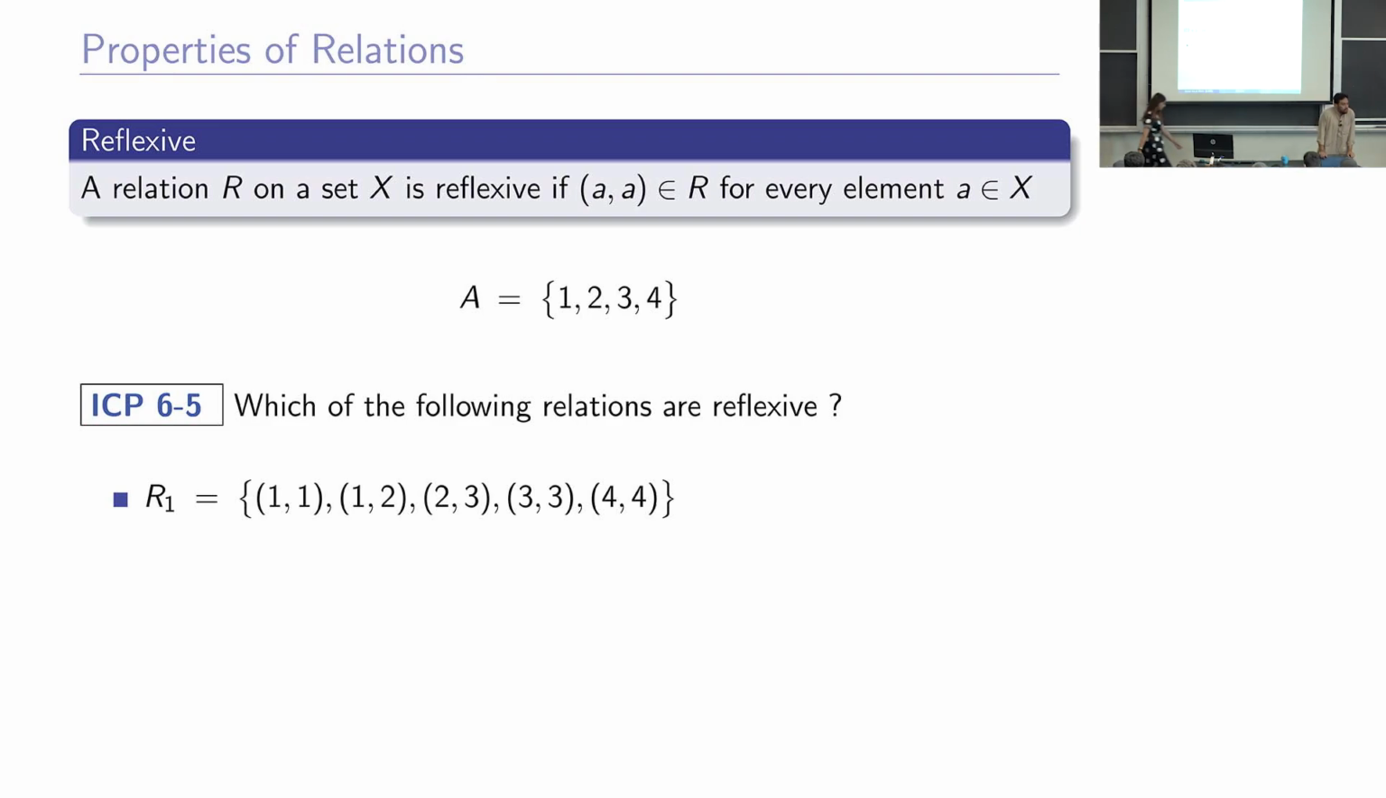Let's do a few examples. Let's say I have the set A = {1, 2, 3, 4}, and a relation R1 which is {(1, 1), (2, 2)... (3, 3), (4, 4)}. Is this a reflexive relation? Why not? She says it's not reflexive because if R1 were reflexive, it should have (1, 1), which is there, (2, 2), which isn't there, (3, 3), which is there, and (4, 4), which is there. So only (2, 2) is missing. That's why this relation is not reflexive. Okay? Is R2 reflexive?